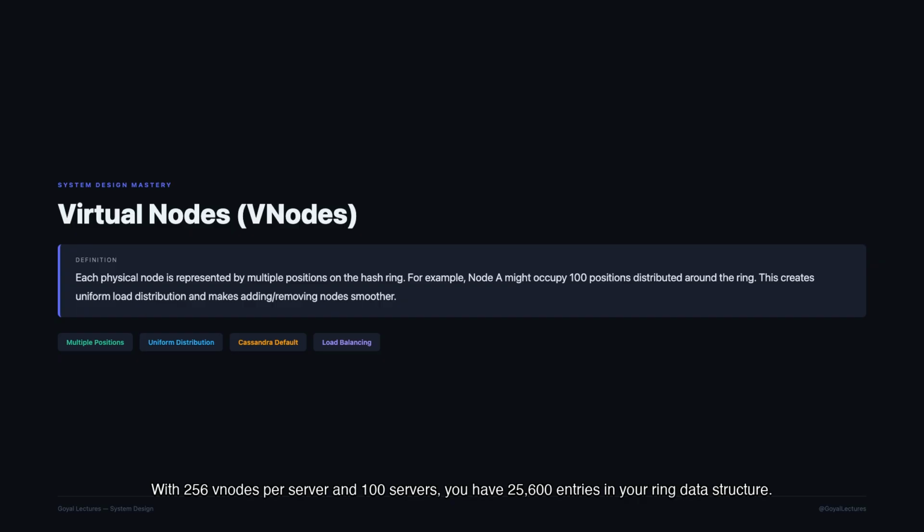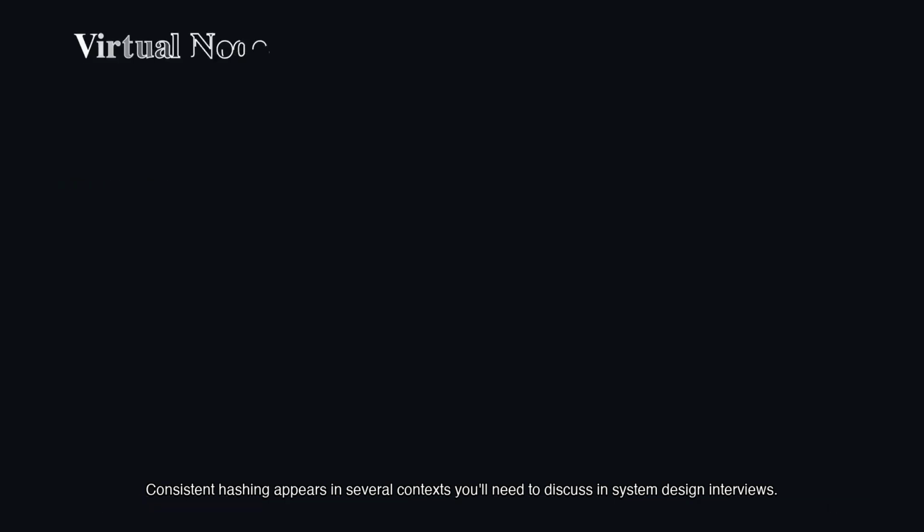The trade-off with virtual nodes is memory overhead for the routing table. With 256 vnodes per server and 100 servers, you have 25,600 entries in your ring data structure. This is manageable, typically a few megabytes, but it's worth being aware of.